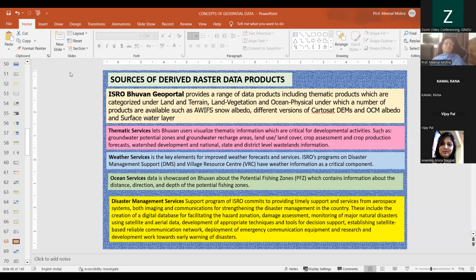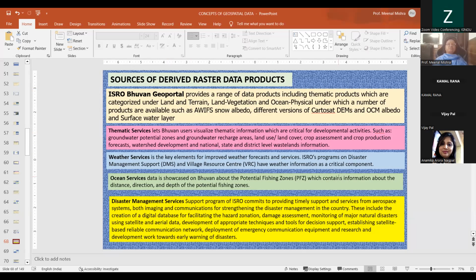Now we will discuss sources of derived raster data products. As I told you, this raster data can be derived from ISRO's Bhuvan Geoportal. ISRO's Bhuvan Geoportal is very, very significant. The data products include thematic services, weather services, ocean services, and disaster management services. So, in very short, what are the thematic services which you get from the Bhuvan portal?